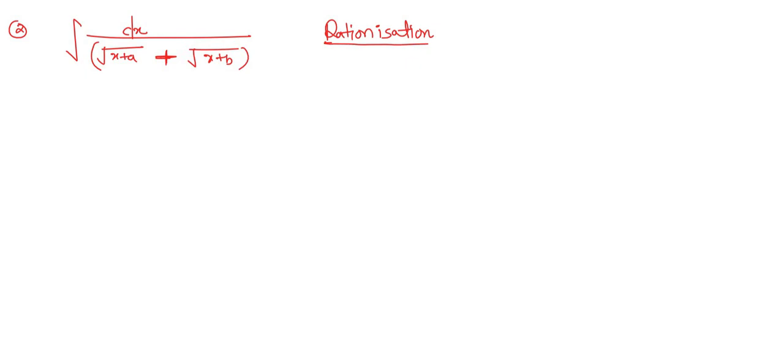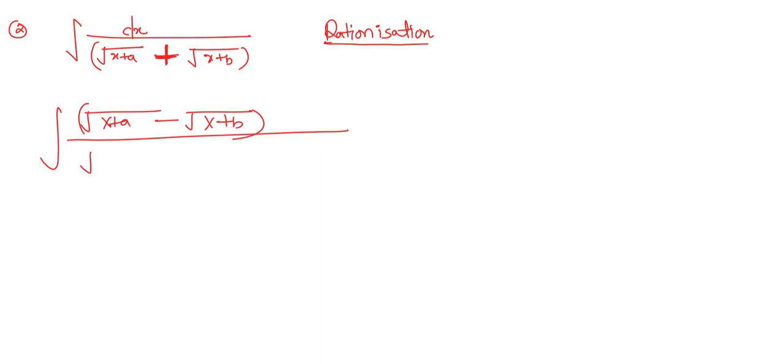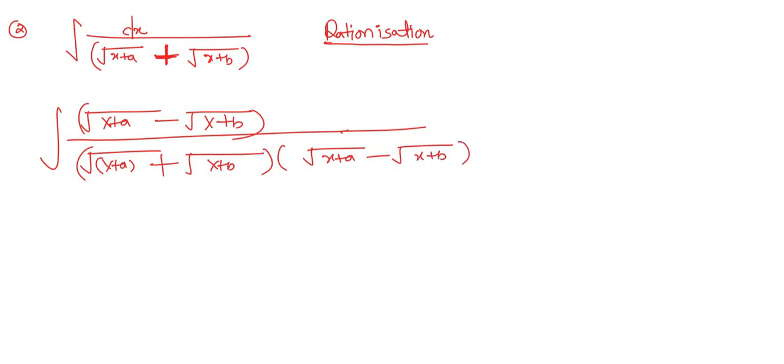Rationalization. In rationalization, what do we do? We pick the opposite sign. This is plus, so let's take the opposite sign in between, and multiply up and down. So x plus a plus root of x plus b, into root of x plus a minus root of x plus b, dx. What I did here is, the plus, so I selected minus sign and multiplied. Perfect.